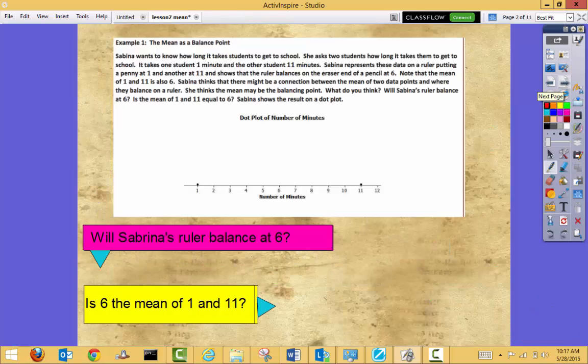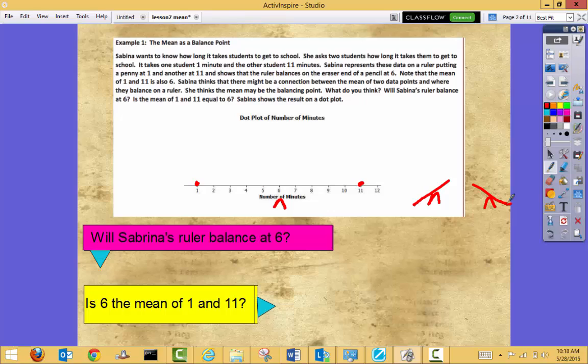Okay, example 1. Sabina wants to know how long it takes students to get to school. She asks 2 students how long it takes them to get to school. It takes one student 1 minute and another student 11 minutes. Sabina wants these data on a ruler, putting a penny at 1 and another at 11, and shows that the ruler balances on the eraser at a point of 6. So if I were to take a ruler and put a penny on one end and a penny on the other, I'd have to put my finger or an eraser at 6 for it to balance so that it wouldn't tip one side or the other.